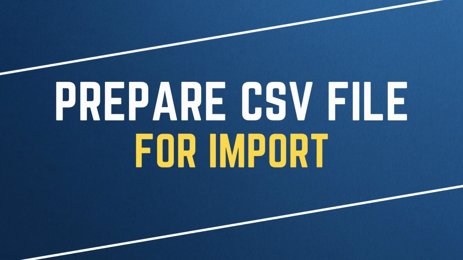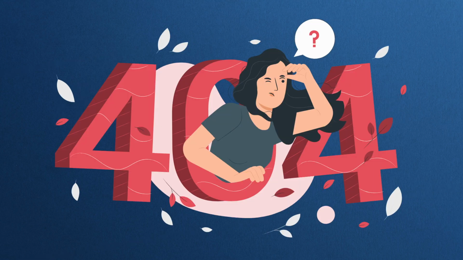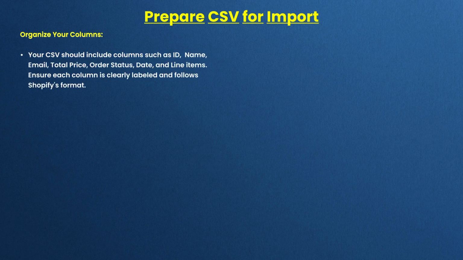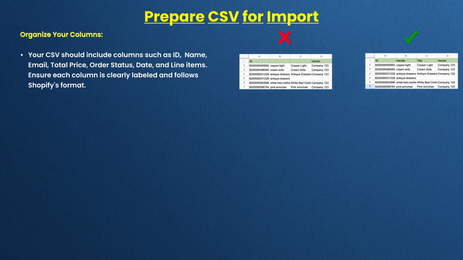Before starting the import process, it's essential to have your CSV file prepared correctly to avoid errors. Here's how to do it. Organize your columns. Your CSV should include columns such as ID, name, email, total price, order status, date, and line items. Ensure each column is clearly labeled and follows Shopify's format.